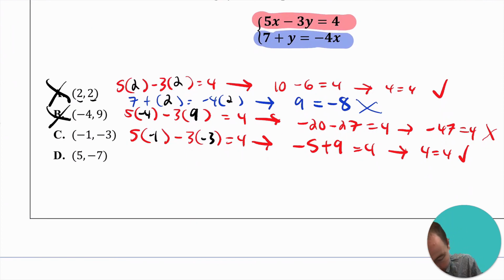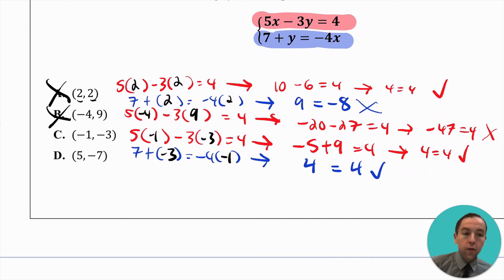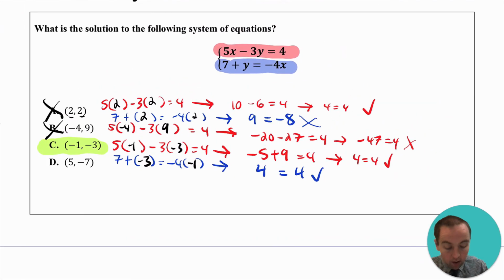And then we'll check the other condition, 7 plus y equals negative 4 times x. So we'll plug in the y, which is negative 3, and then plug in the x, which is negative 1. Do some simplifying. That's going to give you positive 4 is 7 plus negative 3, and negative 4 times negative 1 is positive 4. So it worked out there as well. Now that you can see it did satisfy both conditions, this right here would have to be the answer, because it is the ordered pair among the choices given that satisfied both of the constraints given.